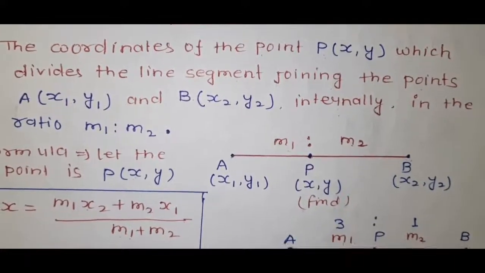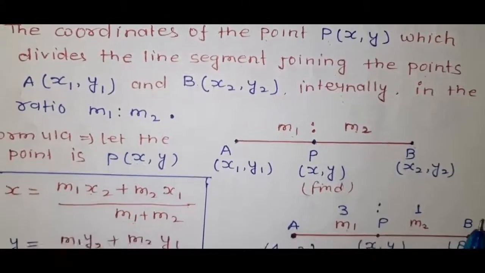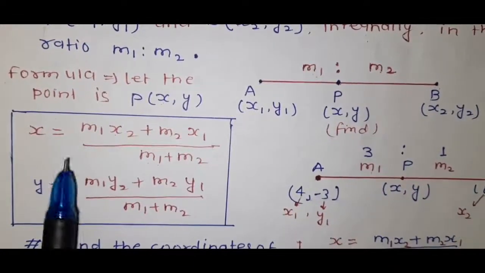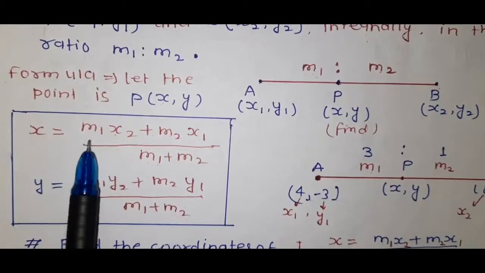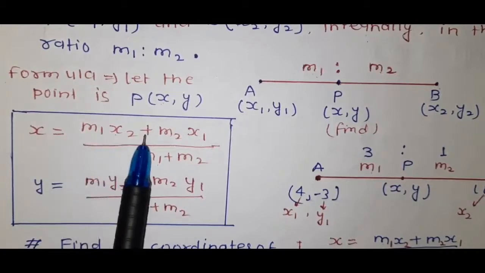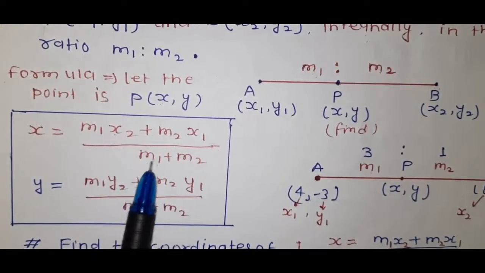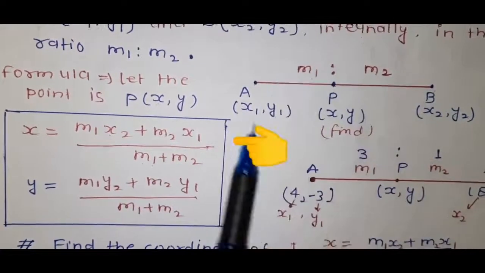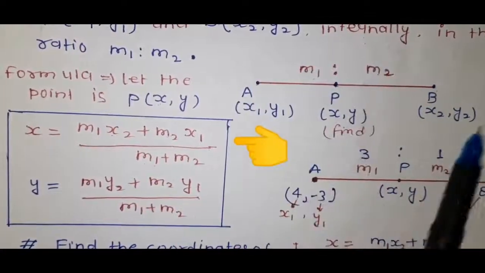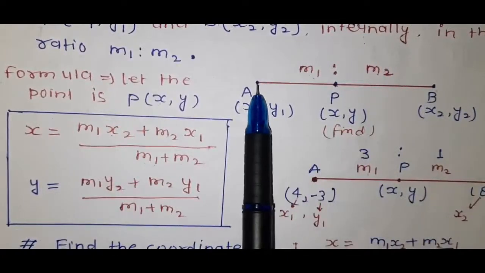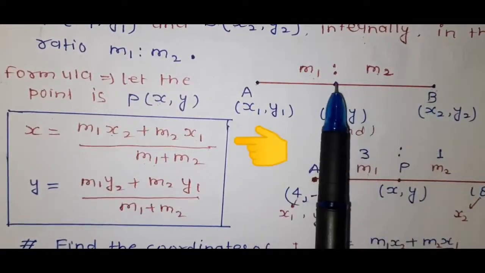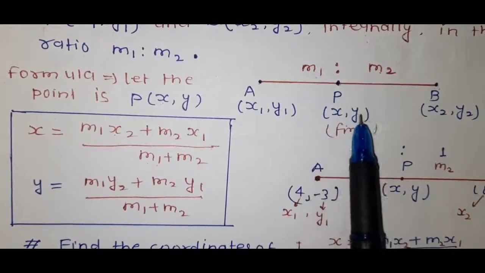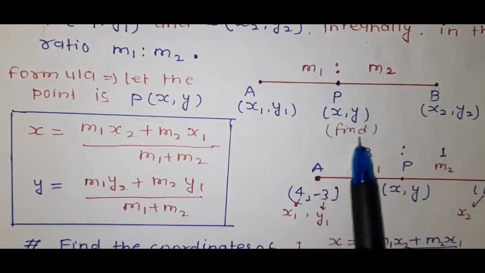And what is the formula to find the coordinates of this point P? Let us see. It is a very simple, easy formula. To find the abscissa, which means the value of X, it is M1 X2 plus M2 X1 divided by the sum of the ratios, that is M1 plus M2. So the meaning of the formula should be clear: the line segment joins the points A and B, and there is a point P which divides this line segment in the ratio M1 is to M2, and we have to find the coordinates of this point P.